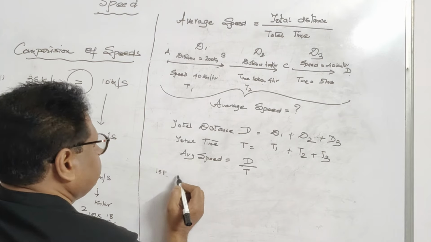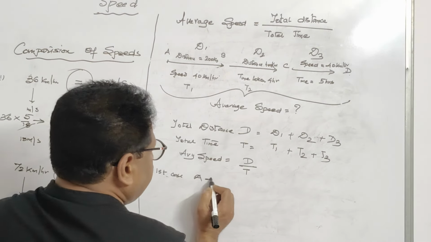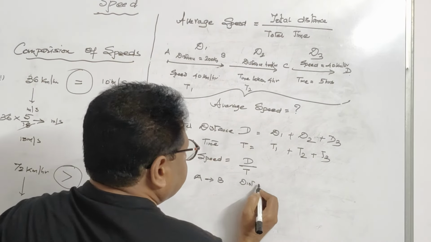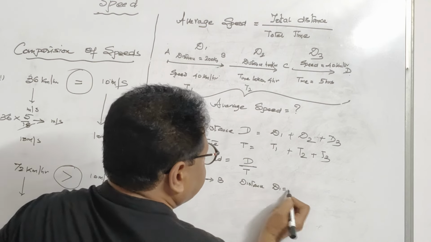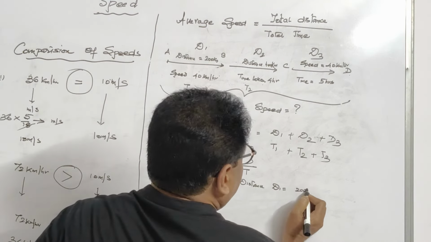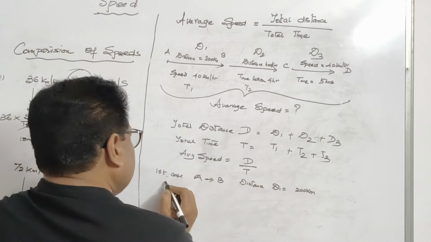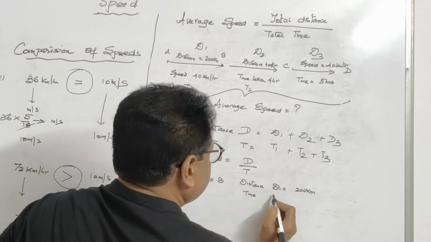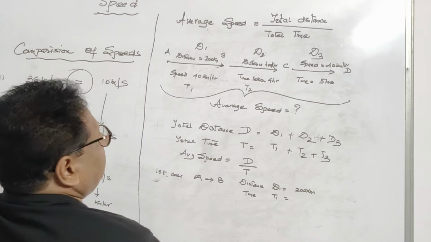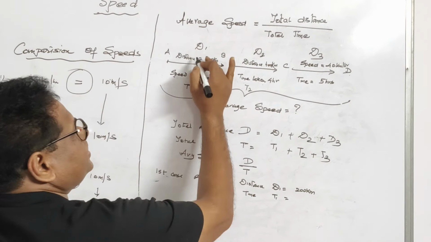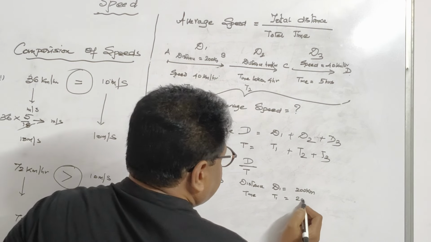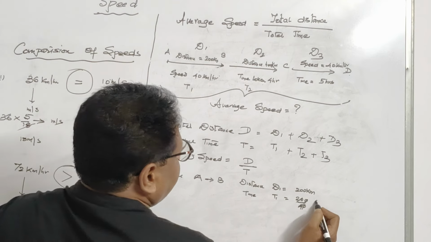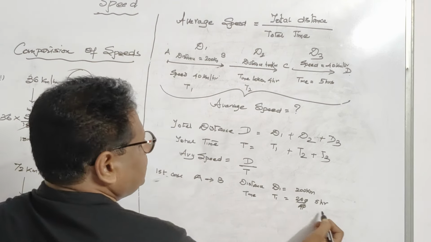For the first case, A to B, the distance is already given. So please write the distance D1, that is 200 kilometers. Now the time T1, this is not given. You know the expression for time: distance by speed. So divide the distance by speed, that is 40 km per hour. So it's coming 5 hours. So the T1 is known to you.